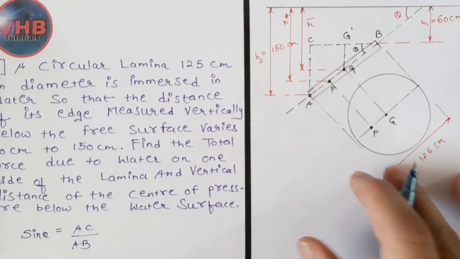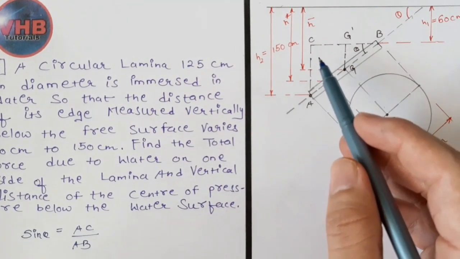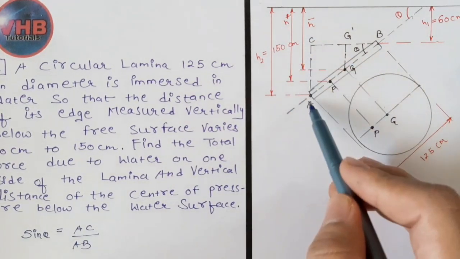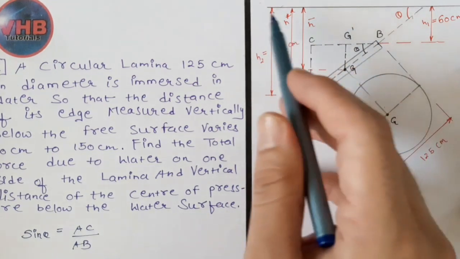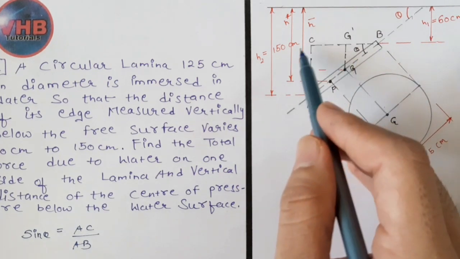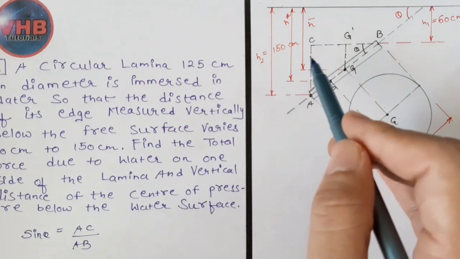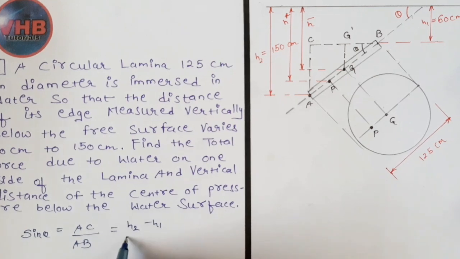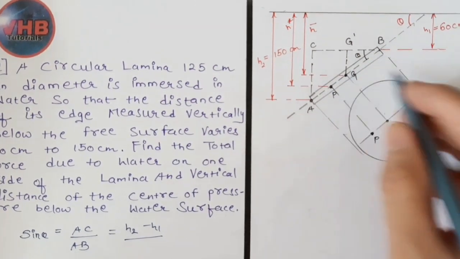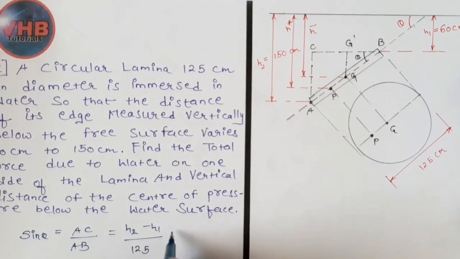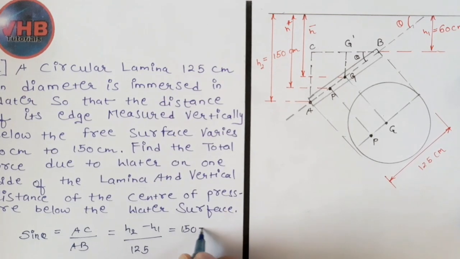Now what is AC? Here we have H2, the distance of A from the free surface of the water, and we have H1. So if we subtract H1 from H2, we get AC. So it equals H2 minus H1 divided by AB. AB is nothing but the diameter of the circular lamina, so it is 125 centimeter. So what is H2? H2 is 150 minus 60, divided by 125.